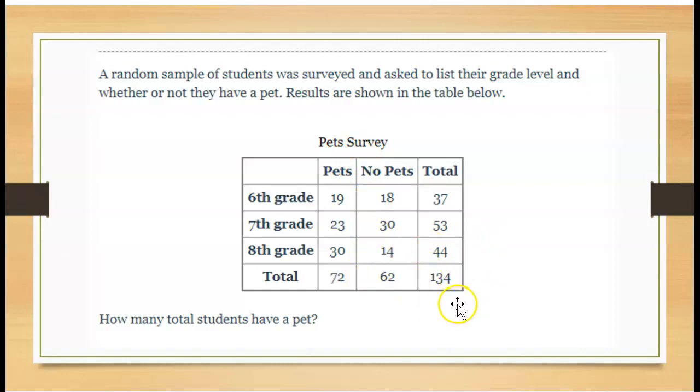What's this total telling us? Anytime we look at a table, we should really look at what it's telling us. This 134 is giving us the total of 6th, 7th, and 8th graders. And in both directions, the pets and no pets should also add together and make that 134, because everyone surveyed falls in either the pets or no pets category. So how many total students have a pet? Where would you look for that? You're going to find the section that talks about having a pet, and then total. We're going to come down to the total category and find that 72.